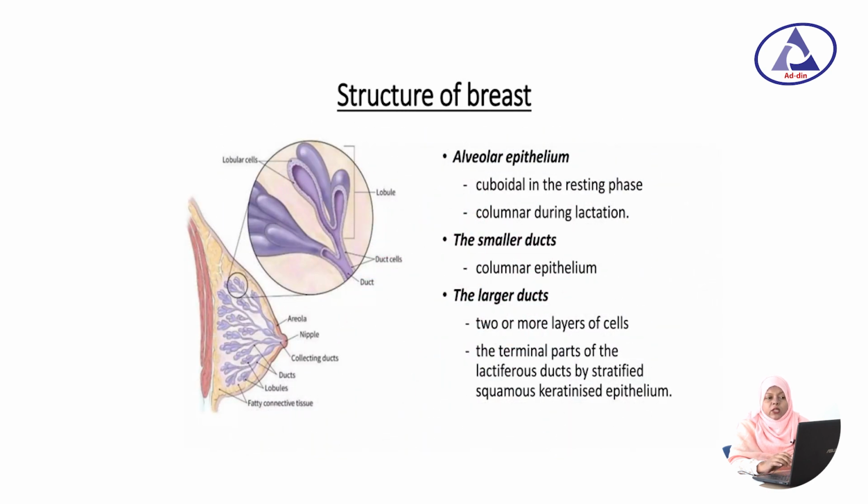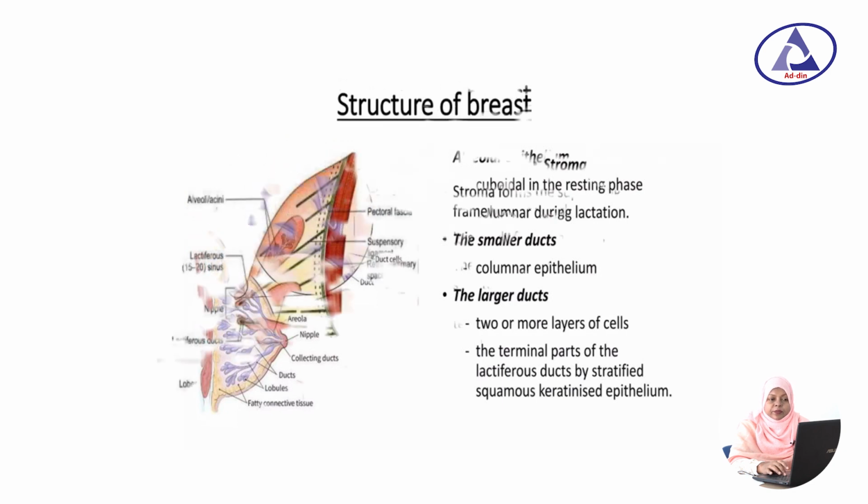Now comes to the structure of the lining epithelium of the parenchyma. That is, the acini are lined by the cuboidal epithelium during the resting phase and columnar during the lactating phase. Smaller ducts usually have simple cuboidal or columnar epithelium, and the larger ducts have two or more layers, that is a stratified layer, and the terminal part of the lactiferous duct has stratified squamous keratinized epithelium, that is the part of the skin.